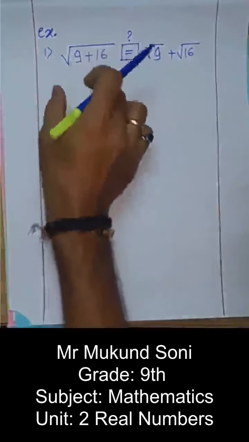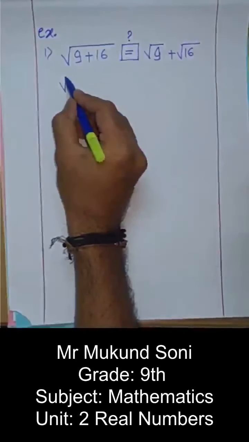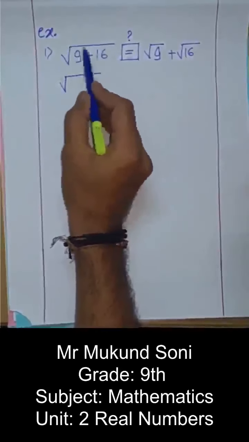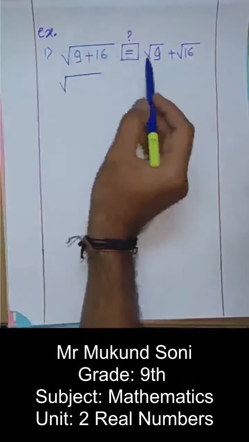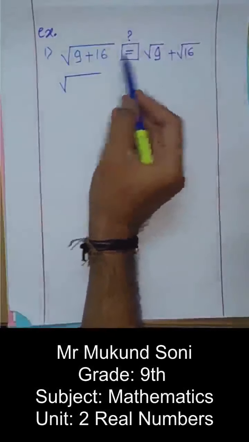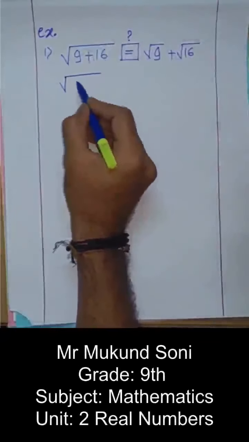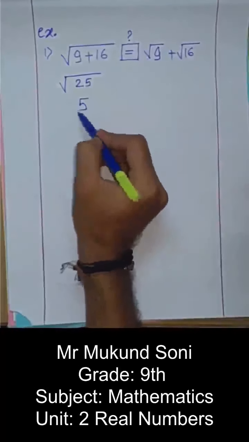For that, I will solve the LHS first. As you can see, 9 and 16 are addable over here because they are inside the one single root. Only one single root. They are not having separate roots like this. As here you are having one single root, you should add 9 with 16 directly. That is 25. And the square root of 25 is 5.